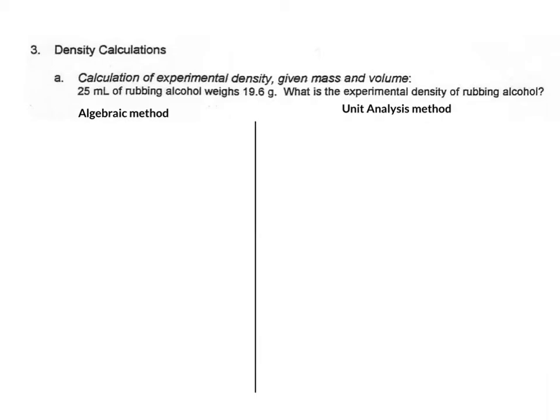This is the first of the 3 major density calculations. There are 3 different types because we're going to be looking for 3 different things: the density, the mass, or the volume. In this case, we're going to be looking for the density, and we'll be given the mass and the volume. To start these calculations, we need to recall that the density is the amount of matter that is given in a certain volume of substance.